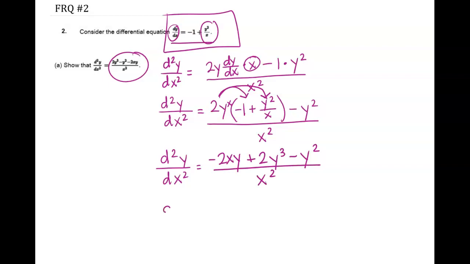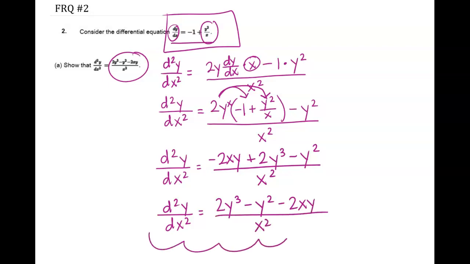If we change the order in the numerator, going in descending power order, more of a standard form, d squared y over dx squared equals 2y cubed minus y squared minus 2xy, over x squared. I only changed the order so it would look like what we wanted to get. There it is. You might hear a page in the background.